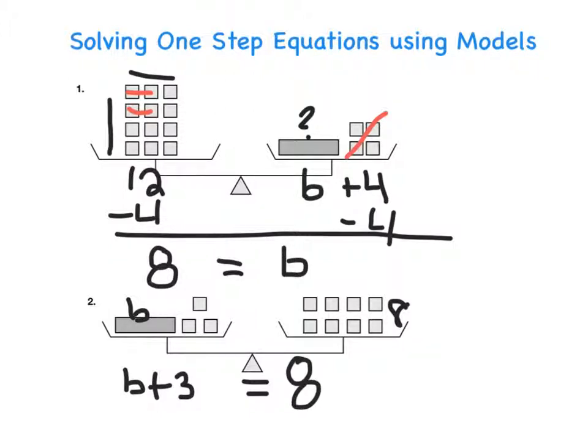To figure out what B is, once again, we know we're going to have to take away these 3 blocks, and we're going to have to take away 3 blocks over here. So minus 3 from both sides. And then after I do that, I am left with, so 3 minus 3 gives me 0, so I just have B. 8 minus 3 gives me 5, so I have B equals 5.